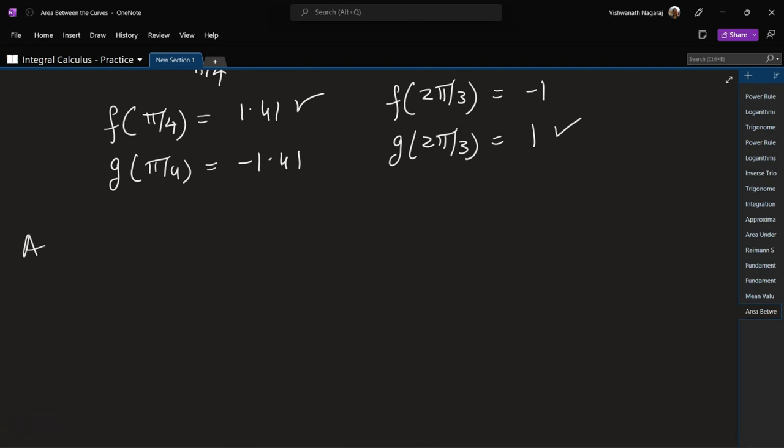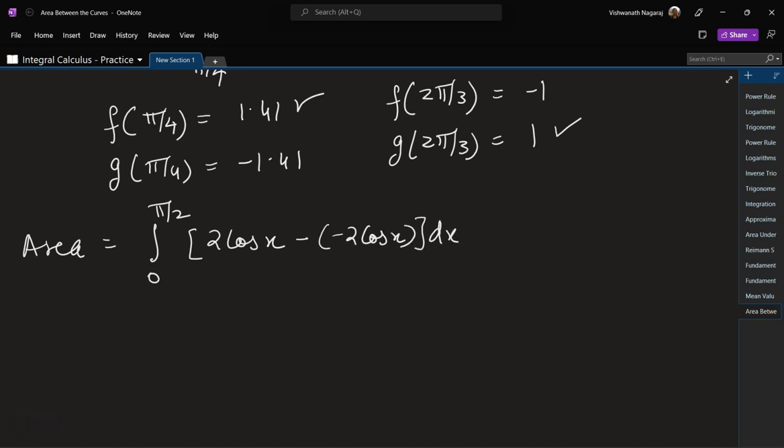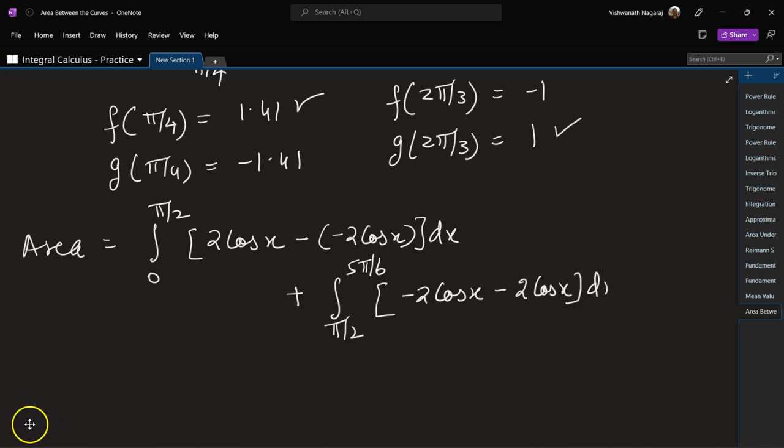So the area between the curves would be the integral from 0 to pi by 2 of 2 cos x, that is f, minus 2 cos x, that is g, dx, plus the integral from pi by 2 to 5 pi by 6 of minus 2 cos x minus 2 cos x dx.